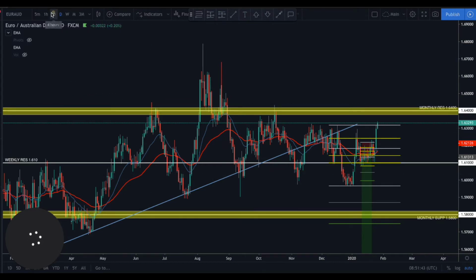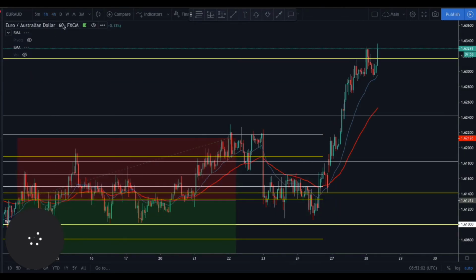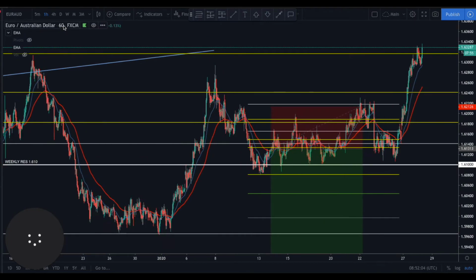So on the 4 hour, you can see the 4 hour 50 EMA wasn't basically being reacted to, so therefore it didn't play into my analysis at all. But on the 1 hour, you can see 1 hour does work here as dynamic support and resistance.